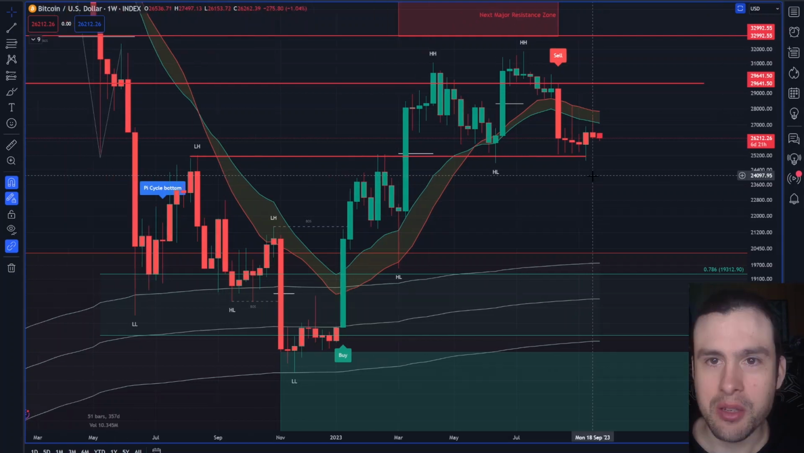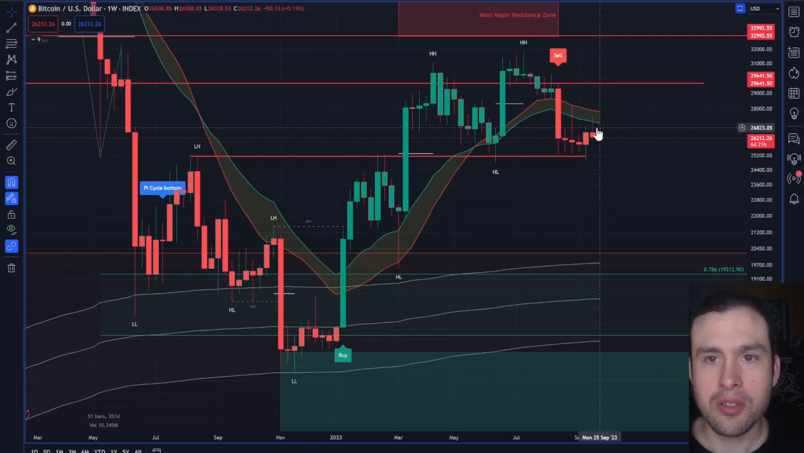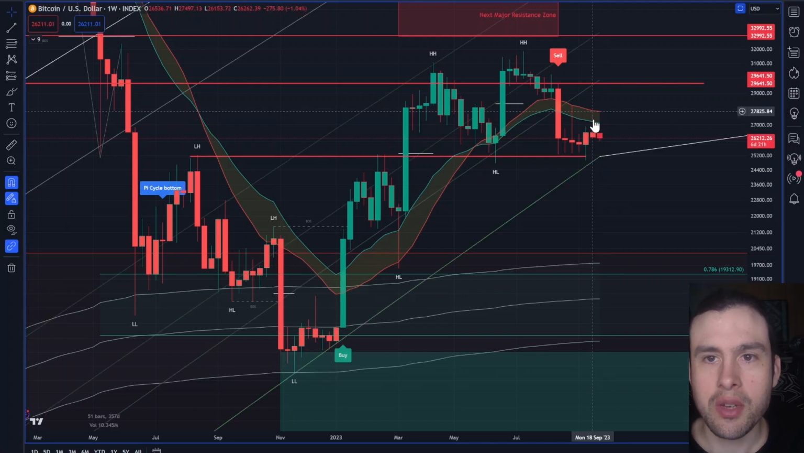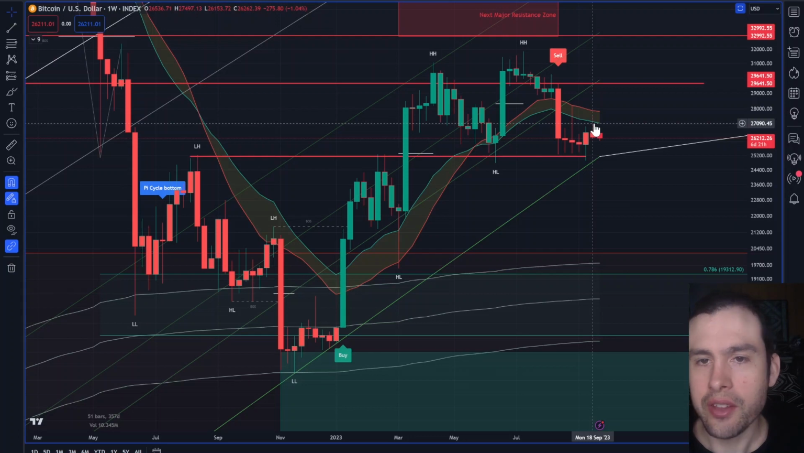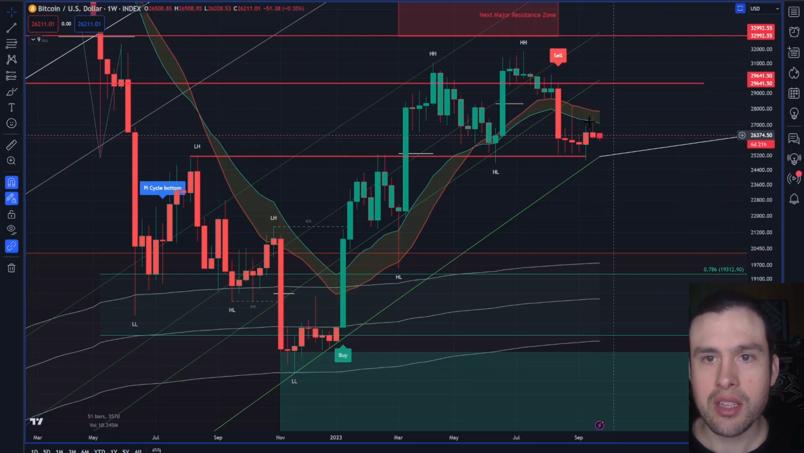Okay, here we go. So we have the 20-week moving average band, so 21 EMA, 21 SMA, and we have another rejection off that level there. So we really cannot break and hold above this band just yet.